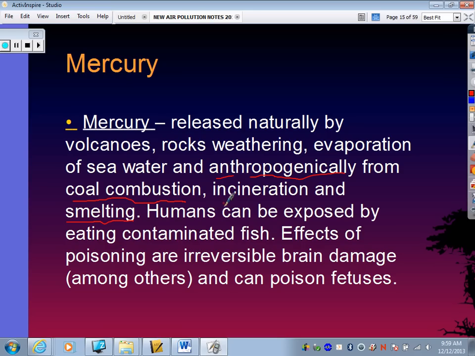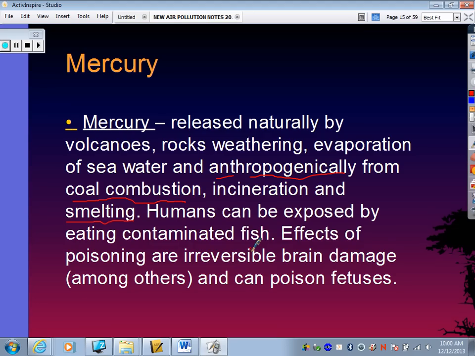Humans can be exposed to mercury from eating contaminated fish, because fish can contain high levels of mercury when mercury gets into water. Some of the fish you would not want to eat if you don't want exposure to mercury would be grouper, marlin, swordfish, which I happen to like. I eat a lot of swordfish, but I wasn't allowed to eat that when I was pregnant. Shark, halibut, and tuna. If you are a young child or you're pregnant, they say stay away from those types of things.